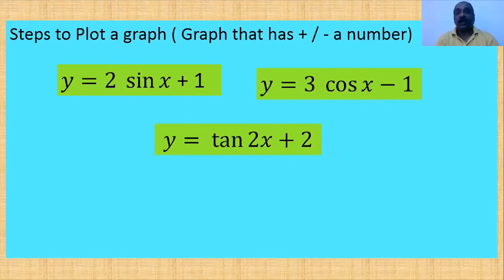If you plot y equals 3 cos x minus 1, that means you have to plot the y equals 3 cos x graph first. Once you have plotted that graph, bring the whole graph down by 1 point. Same goes for y equals tangent 2x plus 1. So do the graph y equals tangent 2x first, and then the whole graph you move upward by 1 point.